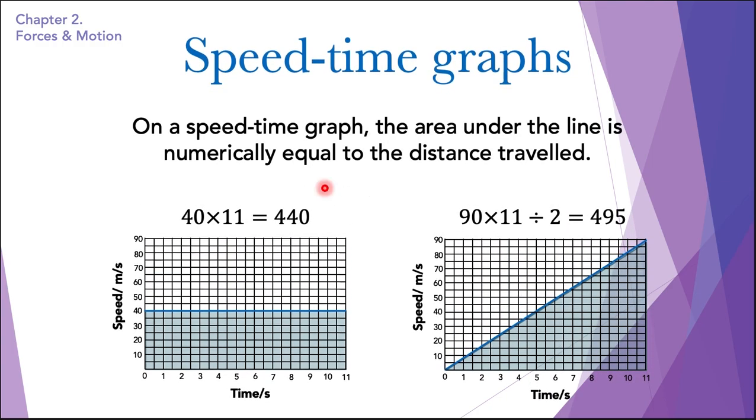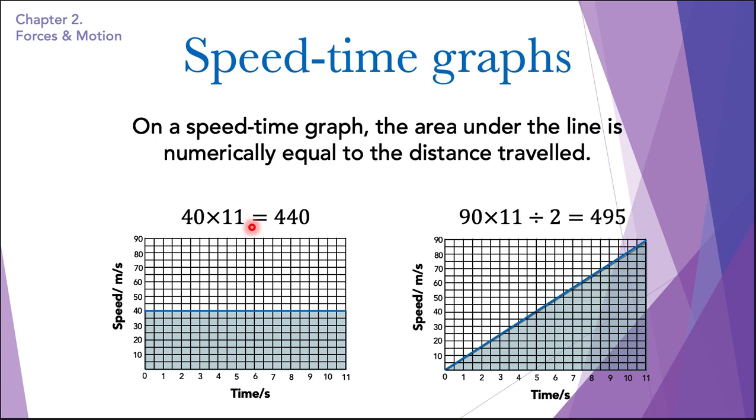Now, on a speed time graph, the area under the line is numerically equal to the distance traveled. By area under the line, we mean the speed and the time. So to find distance, we multiply speed with time and we find the distance. So if a graph is like this and the speed is not increasing or decreasing, we would simply multiply 40 by 11 to find the distance traveled. But if the graph is something like this, then we would multiply 90 by 11, just like we did with this, and then divide it by 2. So basically half in the value. So we find the distance traveled. So this is how we find the distance using speed time graph as well.